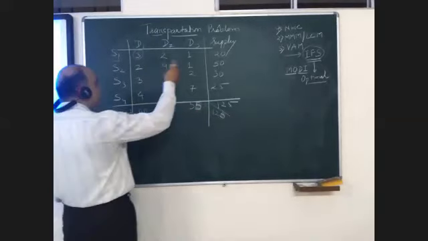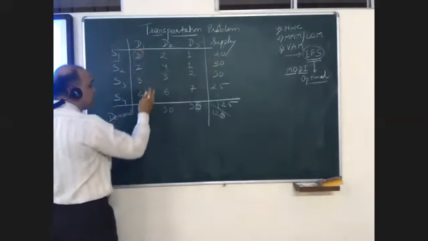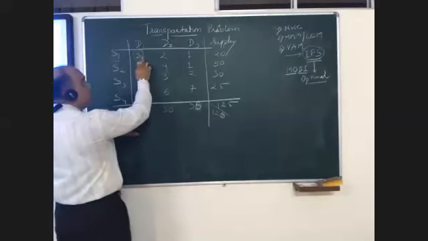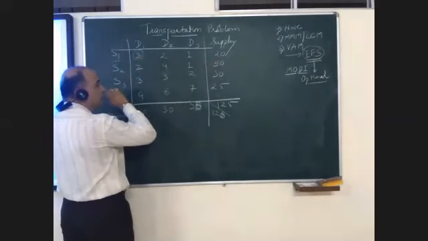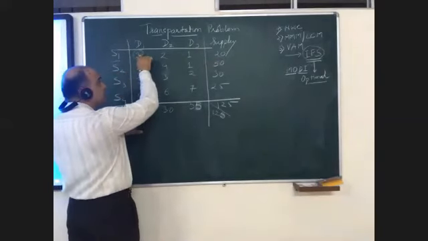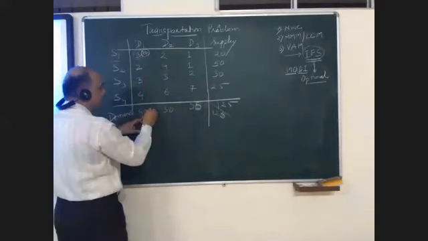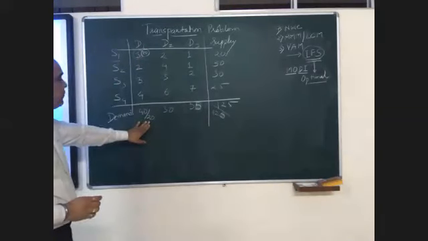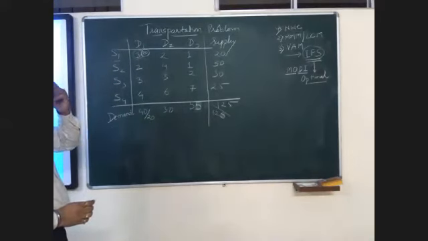The second step is to get the initial feasible solution. I'll start with this. Please understand this. The demand at this center is 40, whereas supply is 20. It means at this center I can supply only 20 units. So how many units am I left with? Still I am left with 20 demand. Is it clear?